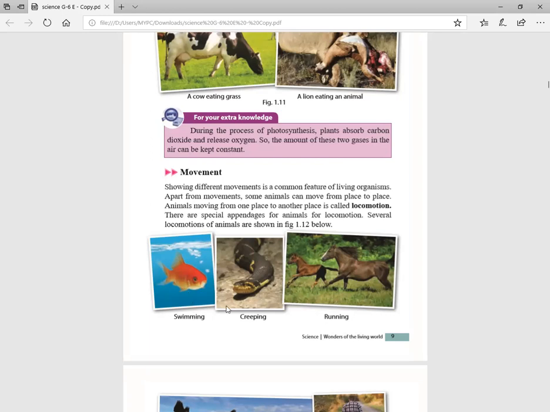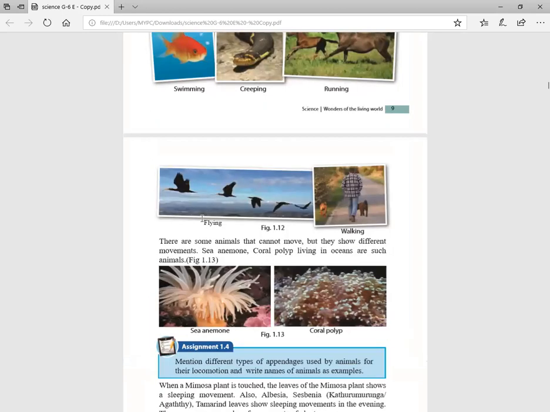Fish are swimming. Snakes are creeping. Horses are running. Birds are flying and dogs are walking. There are some animals that cannot move from place to place, but they show different movements. They are sea anemone and coral polyp. Such animals live in the ocean. You can see this is a sea anemone and this is a coral polyp.